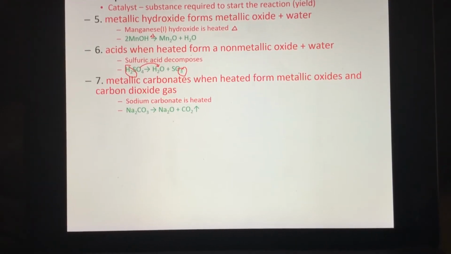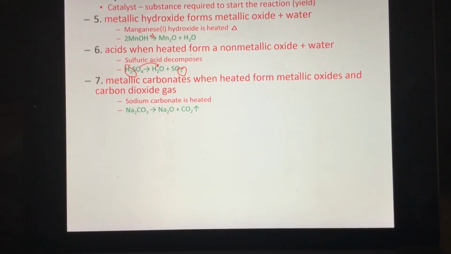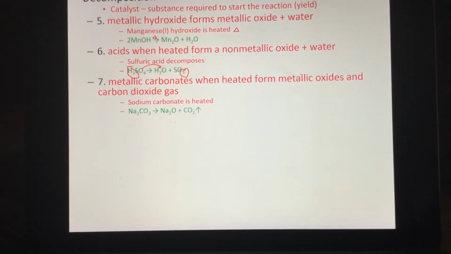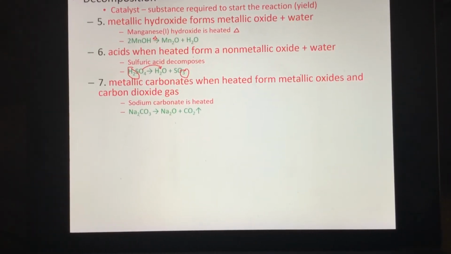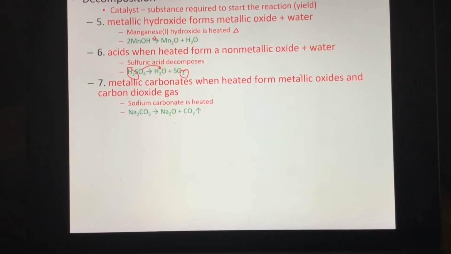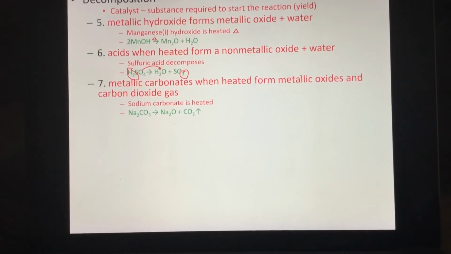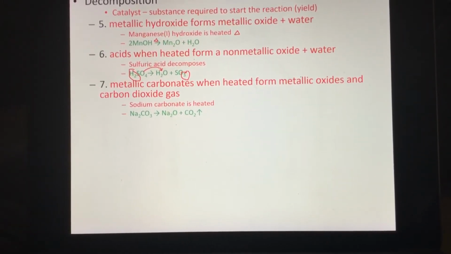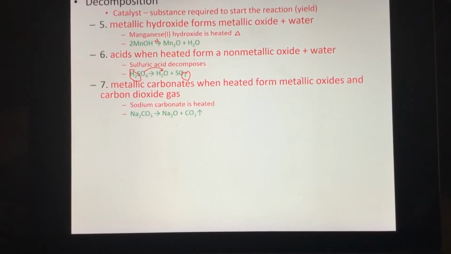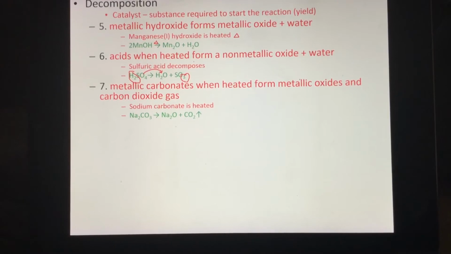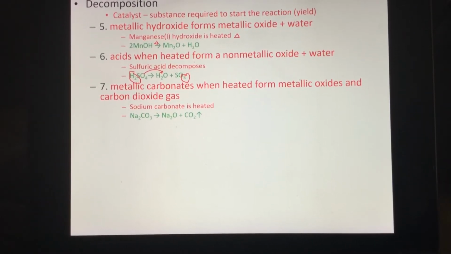So we have sodium carbonate, which is, because of the crisscrossing, sodium's +1, carbonate is CO3 -2, so we crisscross the 2 down here. And then our metallic oxide, again we have to crisscross the charges with our metal, so we have Na2O, because sodium again is +1, oxygen's -2, and then carbon dioxide, so that's CO2.